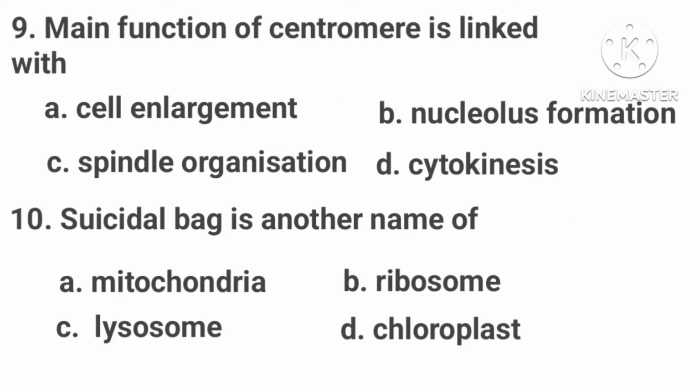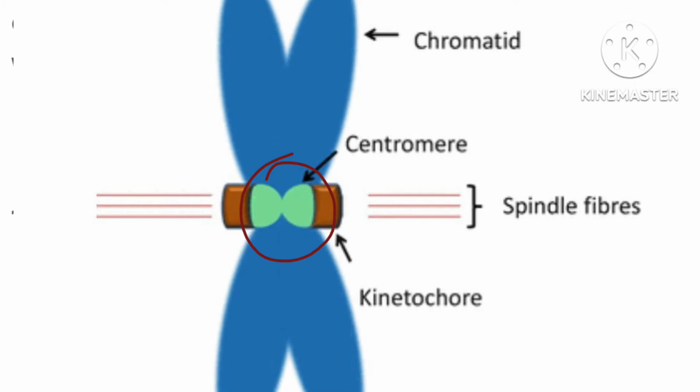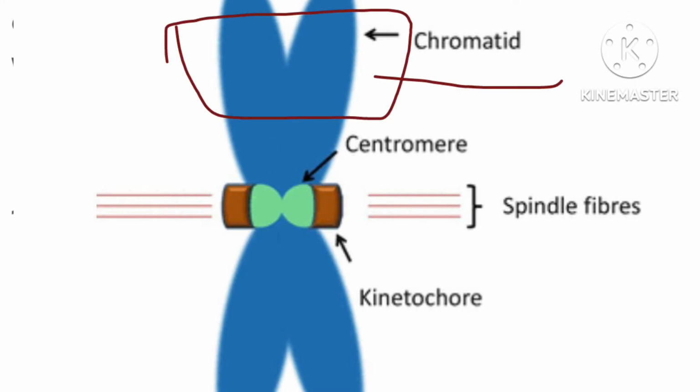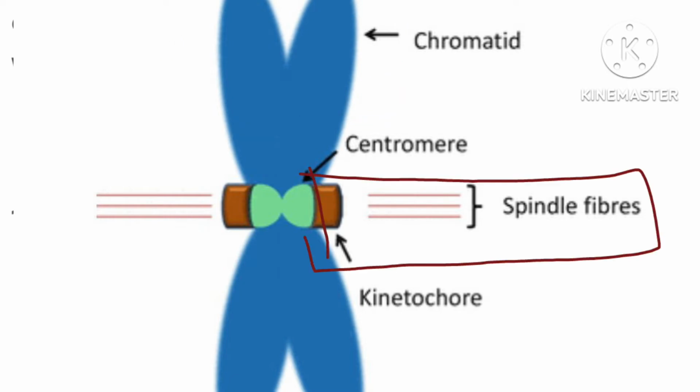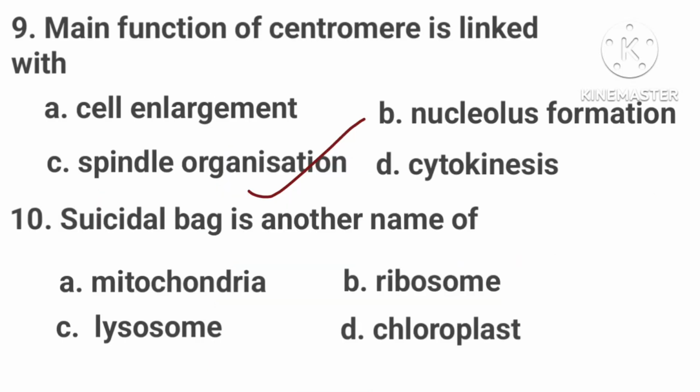Next, main function of centromere is linked with option A cell enlargement, option B nucleolus formation, option C spindle organization, option D cytokinesis. The centromere is the central region of the chromosome. Here the two sister chromatids are attached at the centromere. Specifically, it is the region where the cell's spindle fibers are attached. So the correct answer is option C, spindle organization.